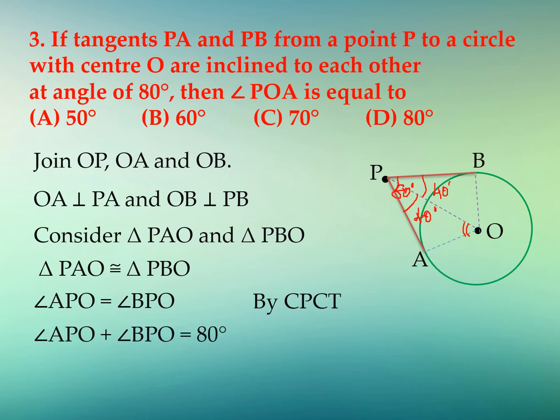Anyhow, I have the calculation here for you. Angle APB is equal to 80 degrees, which means that angle APO plus angle BPO is equal to 80 degrees. Since these two angles are equal, angle APO equals angle BPO equals 40 degrees. So we have triangle PAO in which angle OPA is known to us, and angle PAO is also known to us. With this we can calculate angle POA. Let's see how we are going to do it.